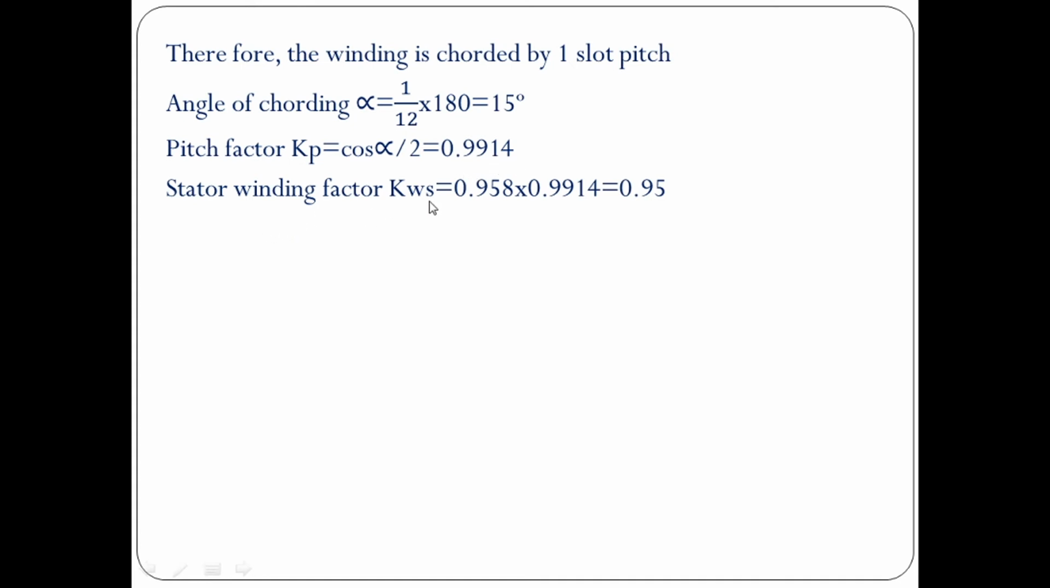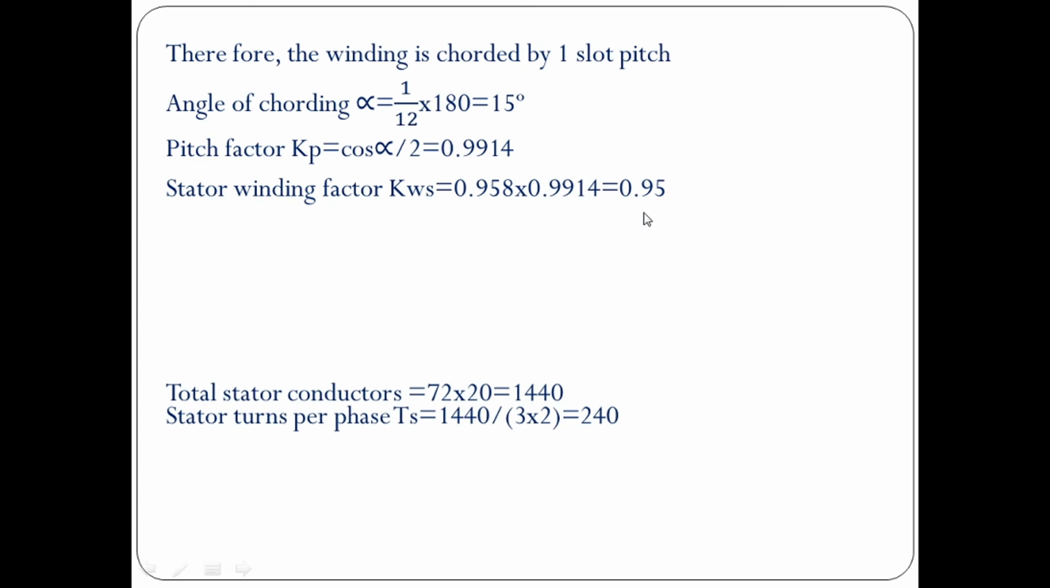So stator winding factor Kws is given by 0.958 into 0.9914, so Kd into Kp, and we will be getting 0.95. So that is the stator winding factor. Since the stator winding factor value is not given in the statement of the problem, we can say that the stator winding factor Kws is equal to 0.958 into 0.9914, Kd into Kp, which is 0.95.